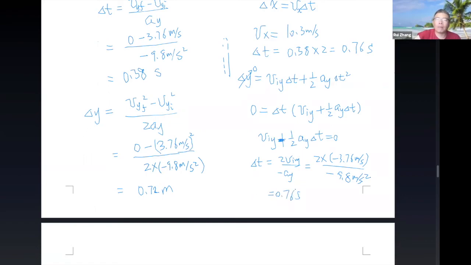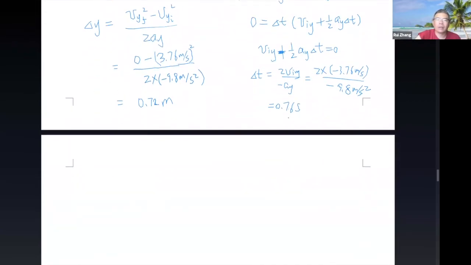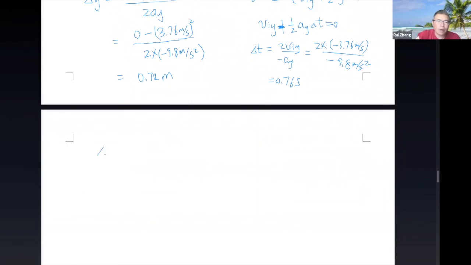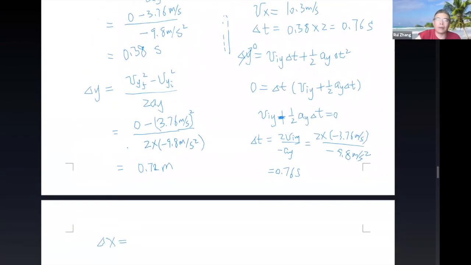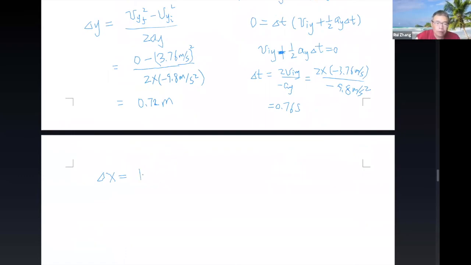Now after that, you can plug them back in to calculate delta x. So delta x equals the velocity component, which is 10.3 meter per second, times the time 0.76. So from there you can figure out the distance it goes. Okay, 10.3 times 0.76.